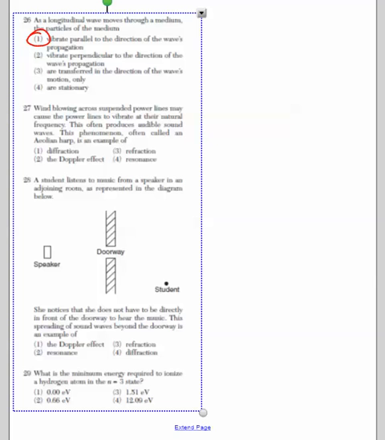27, we have wind blowing across suspended power lines. Anything that has to do with the natural frequency, the driving frequency matching the natural frequency, that's an example of resonance.